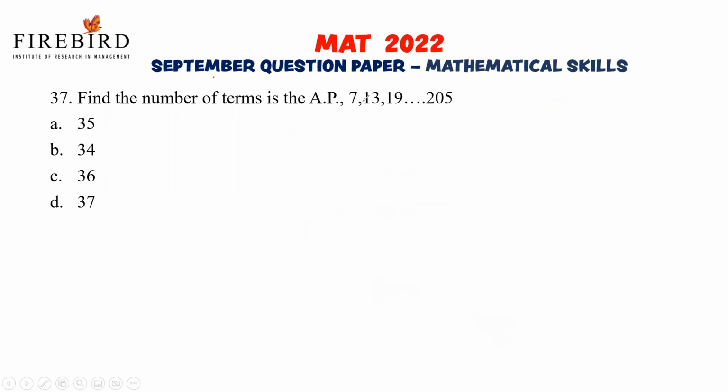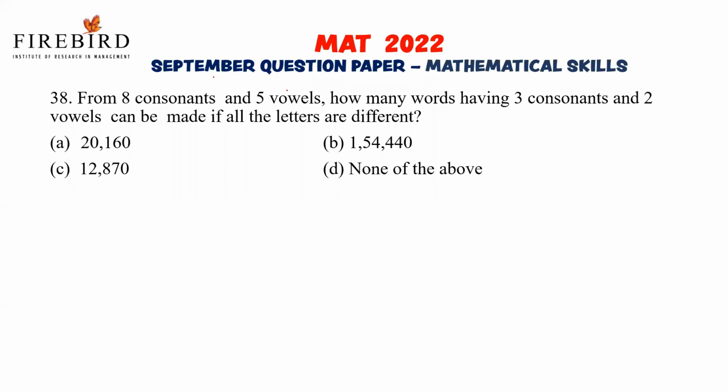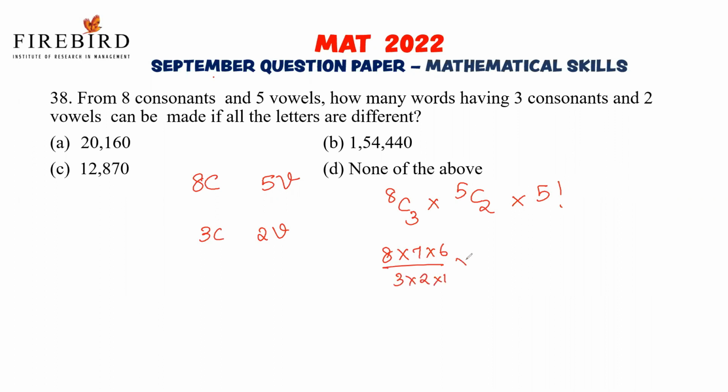Okay, now from 8 consonants and 5 vowels. See, there are 8 consonants and 5 vowels. How many words having 3 consonants and 2 vowels can be formed? See, you're going to take 3 consonants from 8 consonants, so 8C3 and 5C2. You're going to form a 5-letter word of different types, so 5 factorial. All the 5 letters are different, right? So 8 into 7 into 6 divided by 3 into 2 into 1, and similarly 5 into 4 divided by 2 into 1.